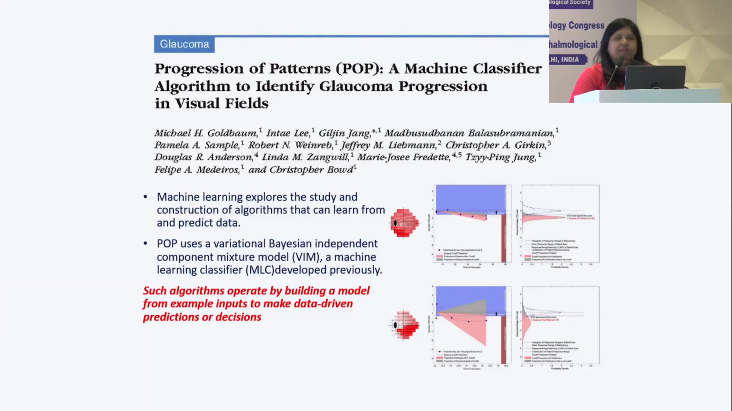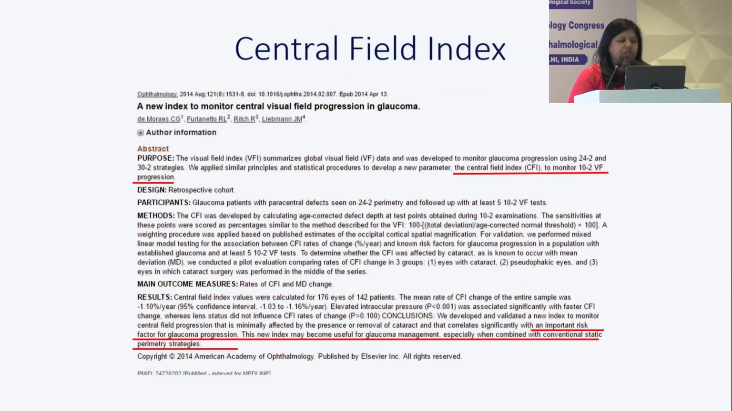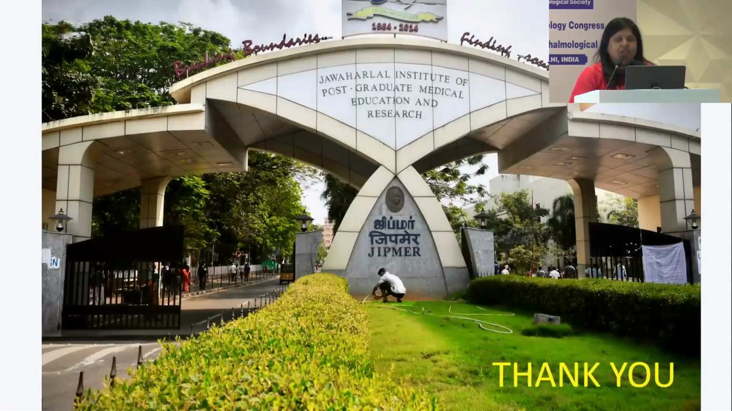We also have people working on machine learning algorithms to identify glaucoma progression. Such algorithms operate by building a model from example inputs to make data-driven predictions or decisions. And a small note on the central field index, which again was developed by Dr. Moraz to monitor the 10-2 progression, but unfortunately this is also not incorporated in the HFA as of now. This is just research that's going on. So that's all I have to say. Thank you for your attention.